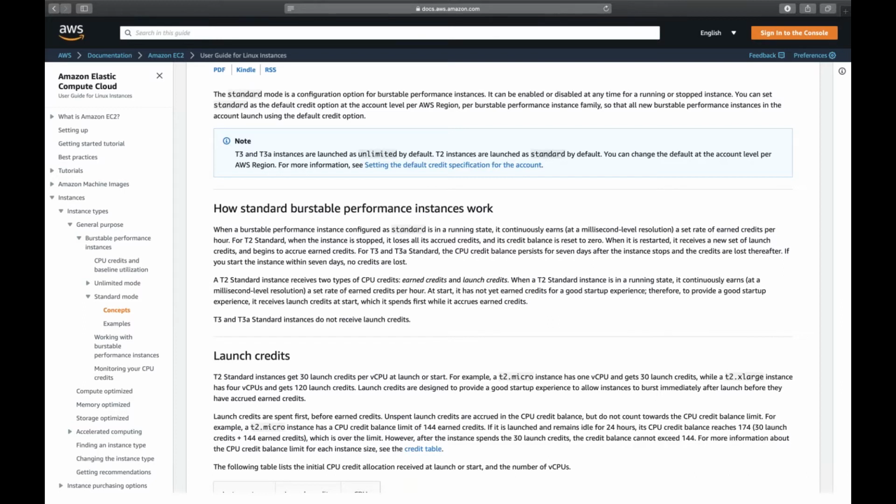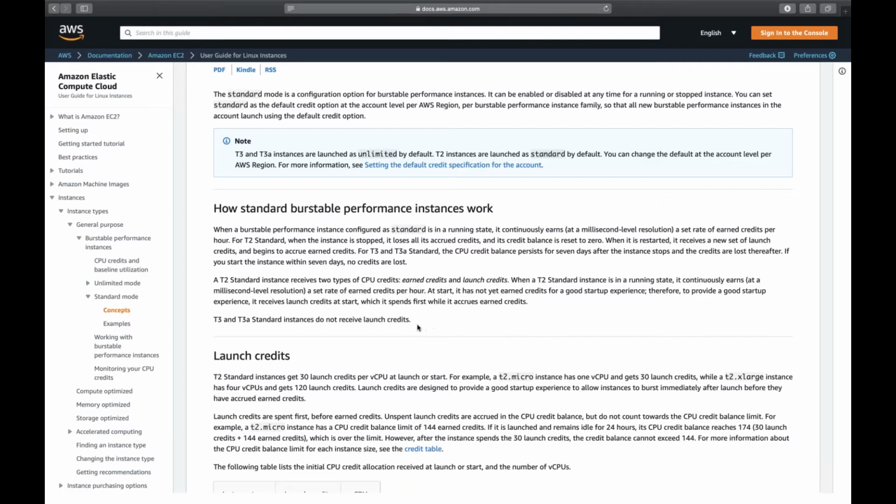Earned credit and launch credit. Okay. So when a T2 standard instance is in running state, it continuously earns at a millisecond level, set earned per hour. At the start, it has not yet earned credit, so for a good startup experience, they have to provide a good startup. It receives launch credit, which is spent first, while it acquires this earned credit.